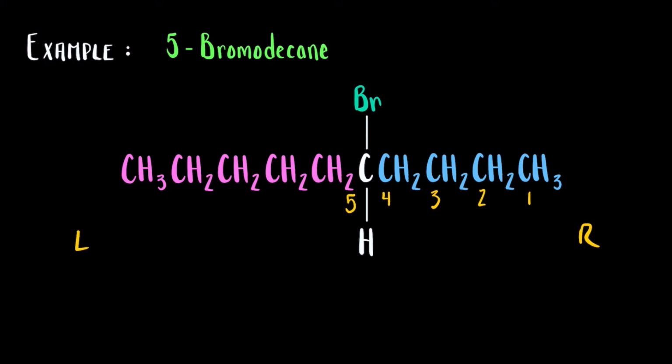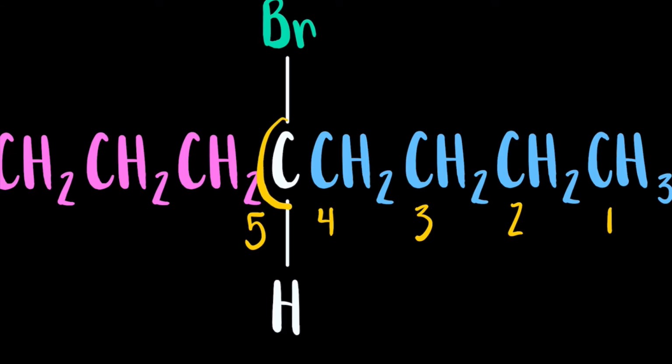Then we have 1, 2, 3, 4, 5 carbon atoms on the left side. So what we see here, we have a butyl group on the right and a pentyl group on the left. We have a bromine above and a hydrogen below. This compound would be chiral. And in this case, the chirality center would be at this 5th carbon atom.